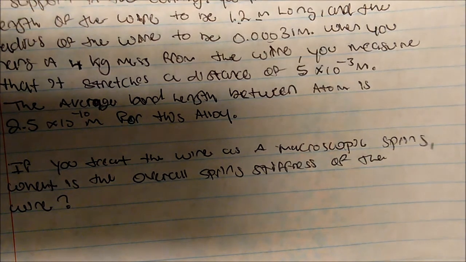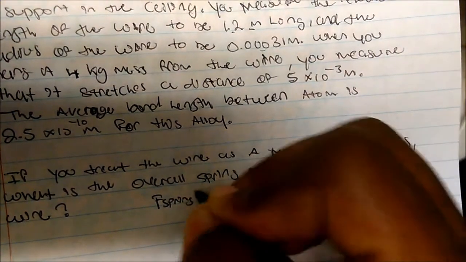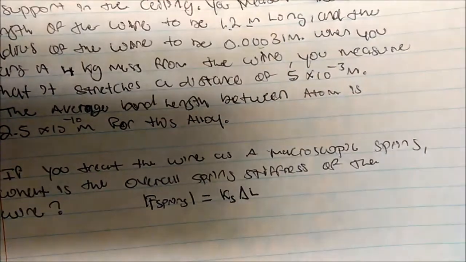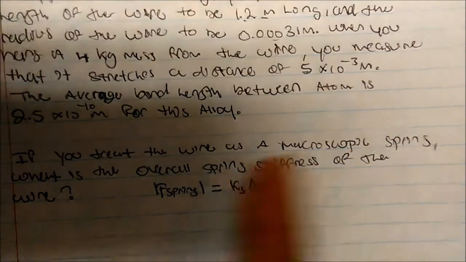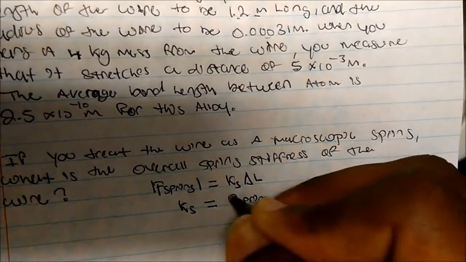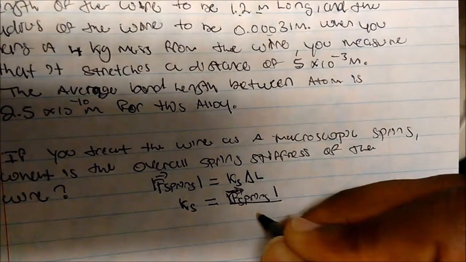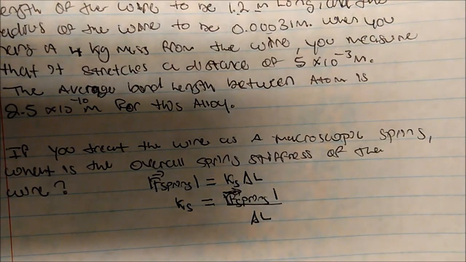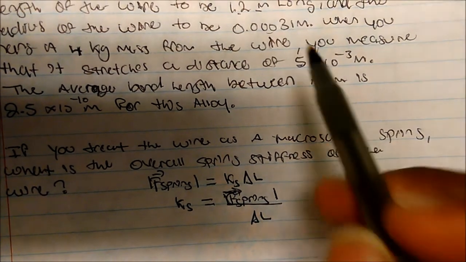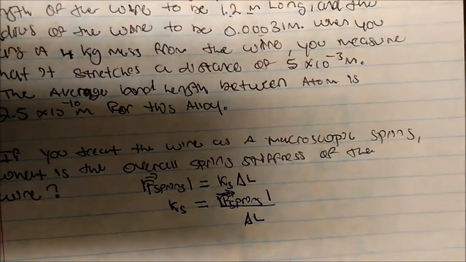Well, remember how we relate the spring force to the stiffness. The magnitude of the spring force is equal to K sub S, the stiffness, times delta L. So if you want to find the overall spring stiffness, K sub S is going to be equal to the magnitude of the spring force divided by delta L. Well, we know delta L. We defined delta L as the stretch of the wire, so it stretches a distance of 5 times 10 to the negative 3 meters.